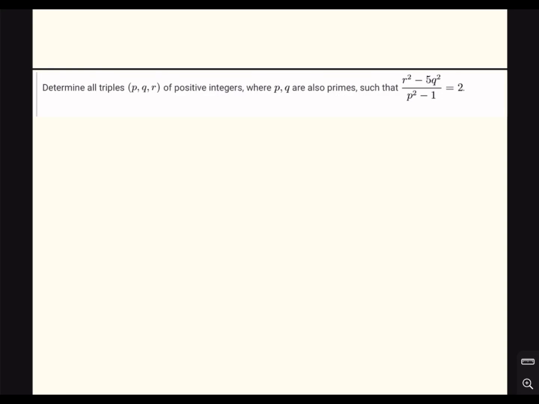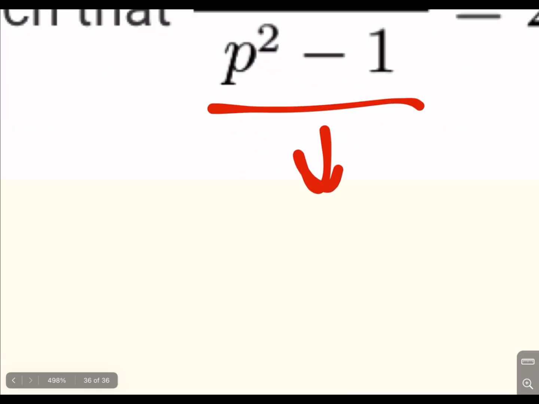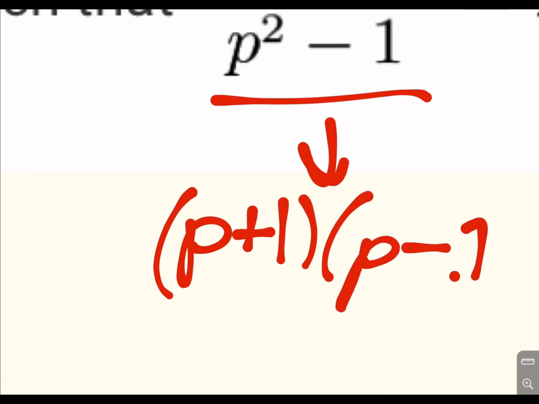Alright, so here we have a pretty nice problem from CENTRO 2018. This is problem 4, and it reads: determine all triples p, q, and r of positive integers where p and q are also primes, such that (r squared minus 5q squared) over (p squared minus 1) is equal to 2. So my first instinct was to convert this into p plus 1 times p minus 1, of course, difference of squares.